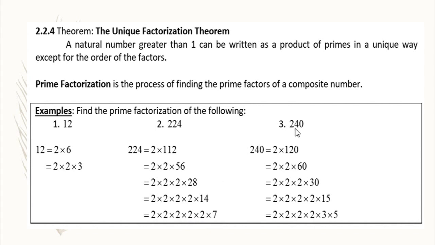Last, we have 240. So, 240, pwede ang factors niya 2 times 120. 120 can be 2 times 60. And 60 can have factors 2 times 30. And thirdly, pwede po siya 2 times 15. And 15 is 3 times 5. So, 240 is equal to 2 times 2 times 2 times 2 times 3 times 5. So, inanaon ang prime factorization. We find the prime factors of the composite numbers.